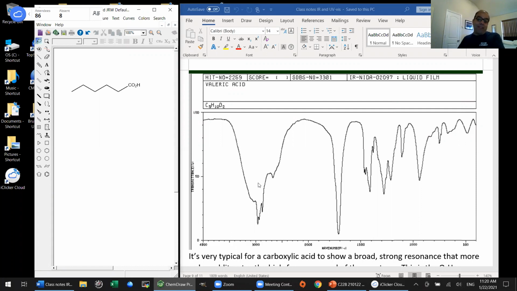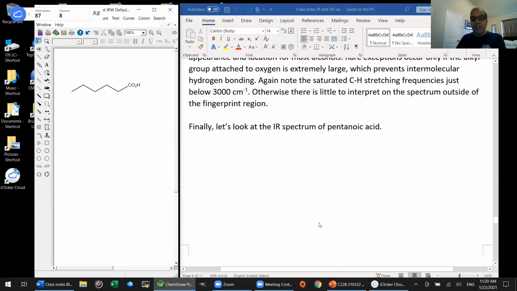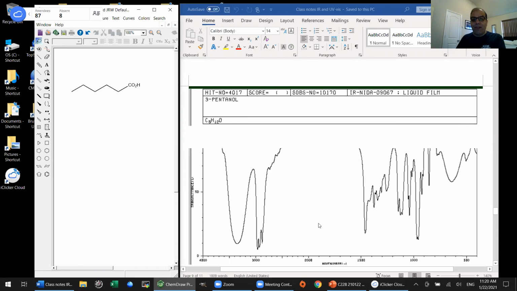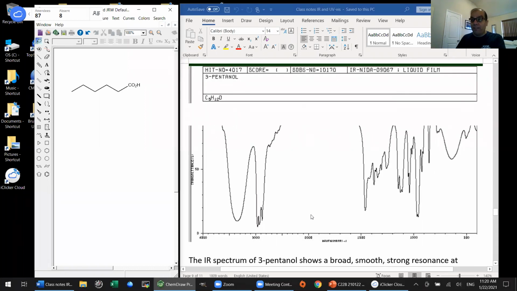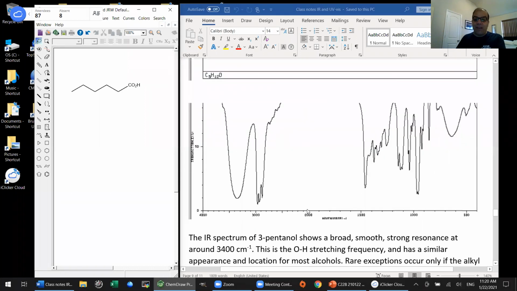So again, something that also will really jump out at you. Don't forget also a carboxylic acid will have a carbonyl, whereas an alcohol, short of having other functional groups present, will not. So that's an easy way of telling the two apart.